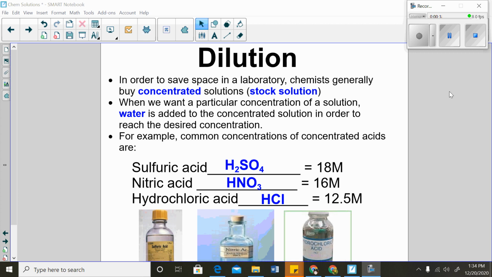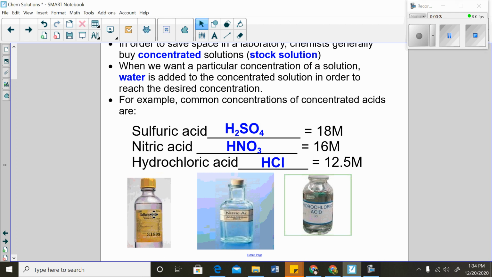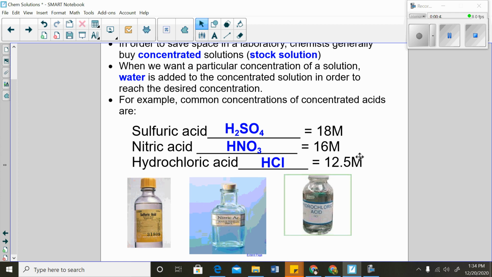So when we want a particular concentration of a solution for a lab, for example, water is added to the concentrated solution in order to reach the desired concentration. Common concentrations of concentrated acids are sulfuric acid, H2SO4, commonly 18 molar, nitric acid, HNO3, commonly 16 molar, and hydrochloric acid, HCl, commonly 12.5 molar.